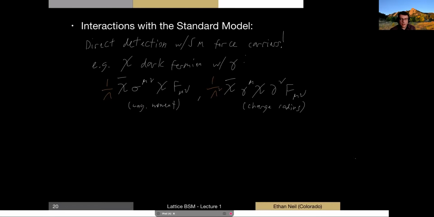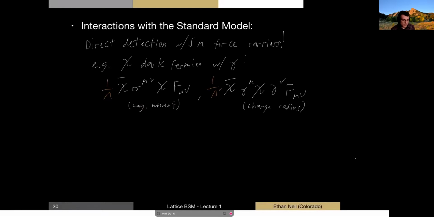I can write down similar looking interactions for gluons. I can write down interactions with the Higgs boson, like the one I wrote for the gluons on the previous page. I don't want to go too far into the details right now. But of course, these are all things that we can approach on Lattice. These are all form factors of various kinds of these dark matter composite states, and these are things we can look at using Lattice methods.